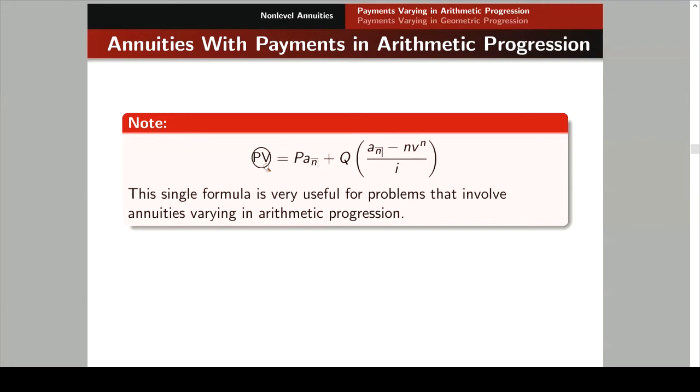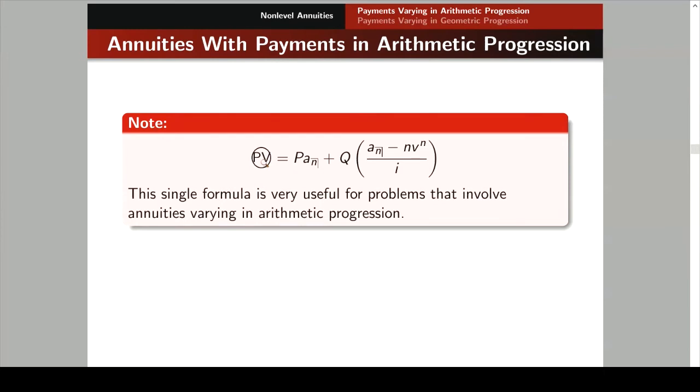Okay? What if I ask you to get the present value of an annuity due with payments in arithmetic progression? Do you know what to do? You are going to multiply this present value here, this single formula here, by 1 plus I. If you recall the time diagrams, all you have to do is to carry the present value to the time when the first payment is made para maging annuity due siya. Okay? I hope that is clear.